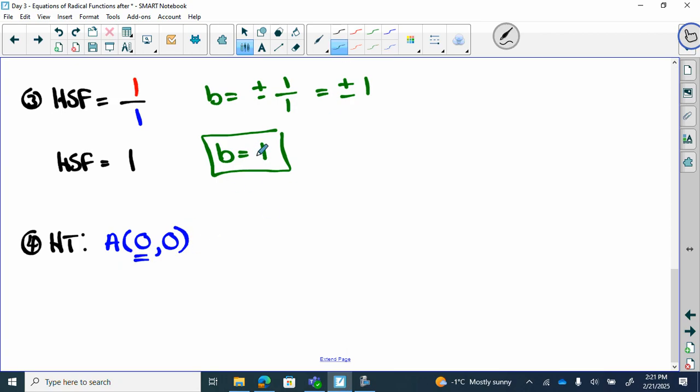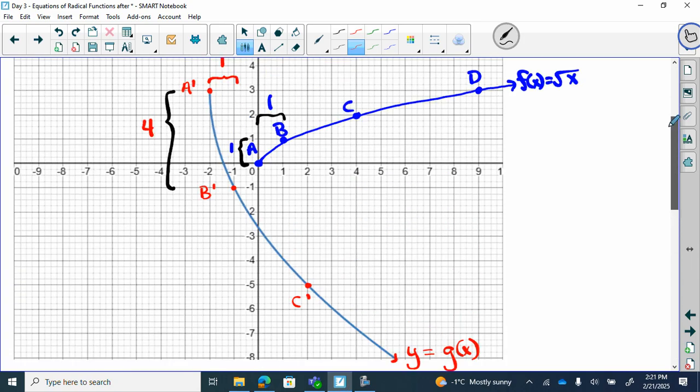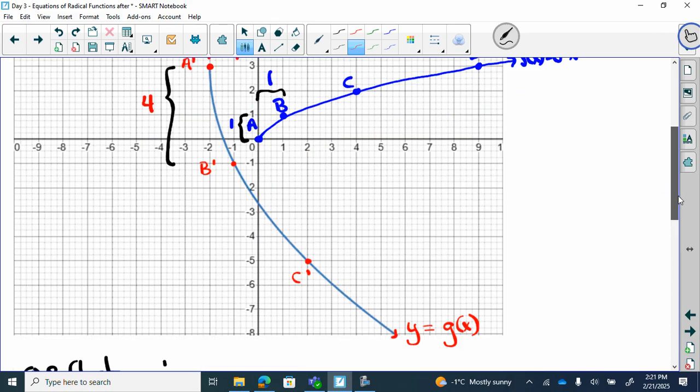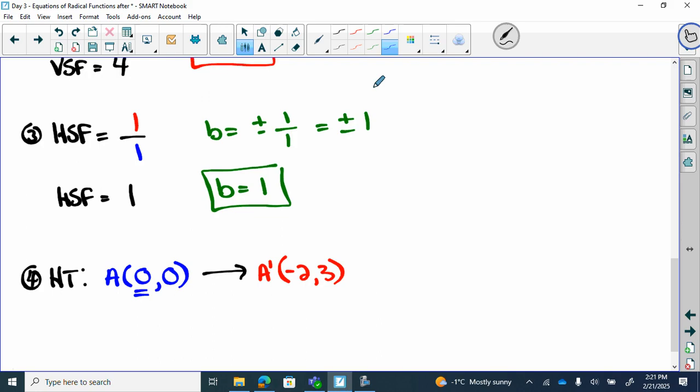And all that does is I don't have to worry about the stretch factor. I don't have to go 1 over b times 0 plus h equals my new x value, because 1 over b, whatever b happens to be, if I multiply it by 0, I'm going to get 0. So it's really just isolating the translation. What did that point become? -2, 3. If I go up, A prime is -2, 2 to the left, up 3. Brilliant. Can you tell me what my h value would be? That's right. H is -2. Simple as that.